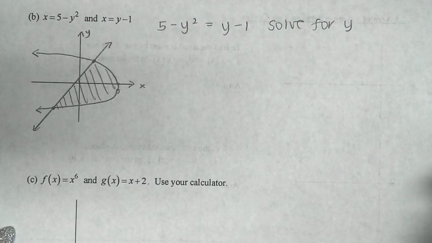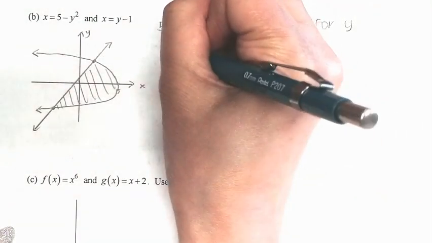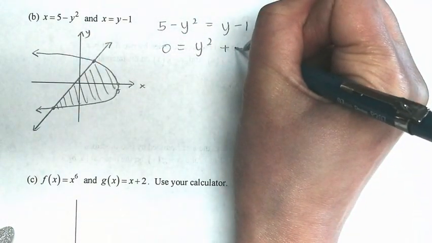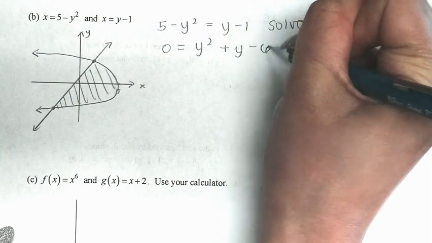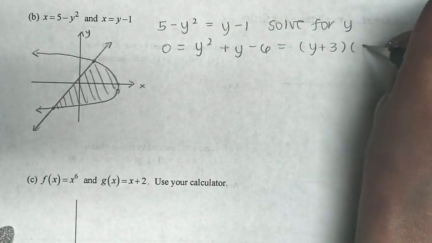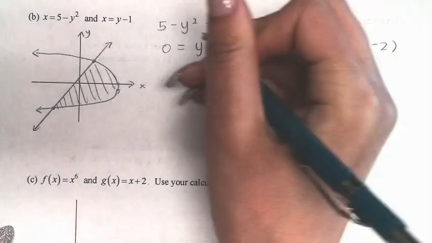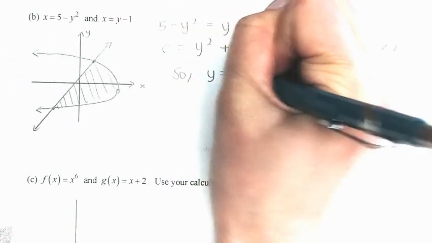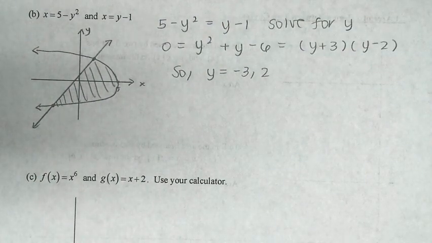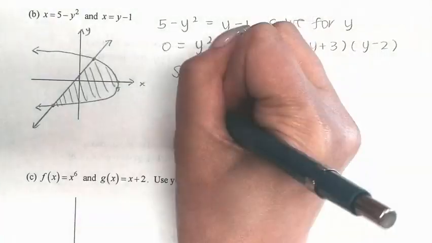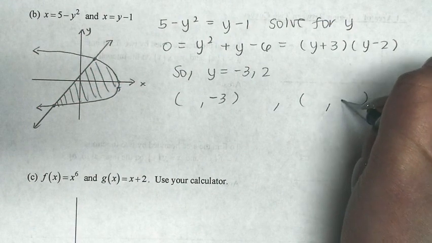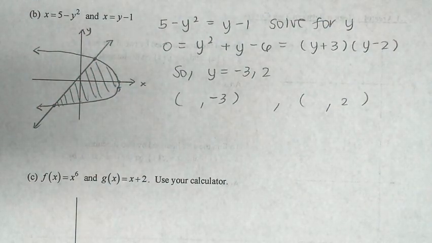Okay, so similarly to the previous one, I'm going to pass everything to one side, making my leading coefficient positive. So you have y squared plus y minus 6, and you know that you can factor this pretty simply: y plus 3 times y minus 2. You can see that you have your y's. y is going to be equal to -3, and the second y is 2. This tells you part of the points that you have. I have 2 points. The first point is going to be something comma -3, and the second one is going to be something comma 2.